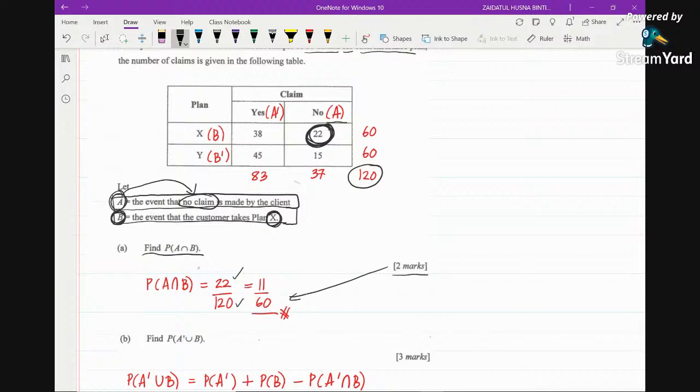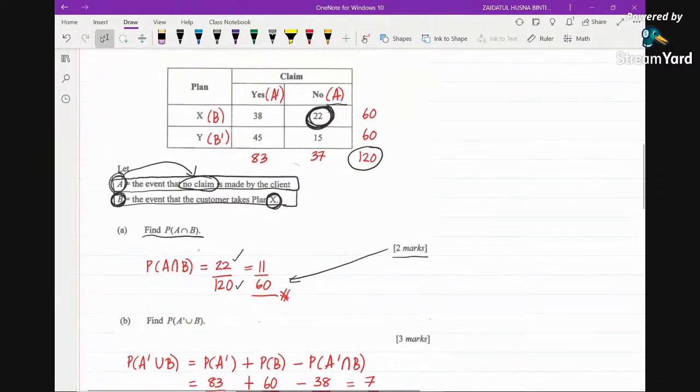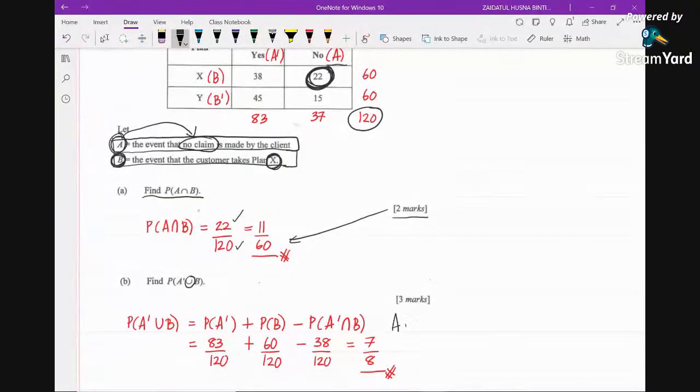Then the question says find the probability of A union. Whenever you have a union, please be reminded that this value cannot be obtained directly from the table. For any union between two events, we cannot obtain the value directly from the table. So what do we do? We need to apply the addition probability formula.